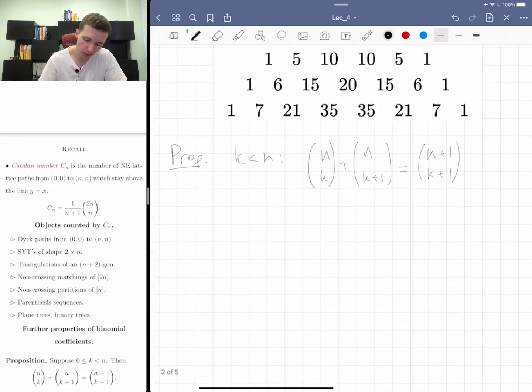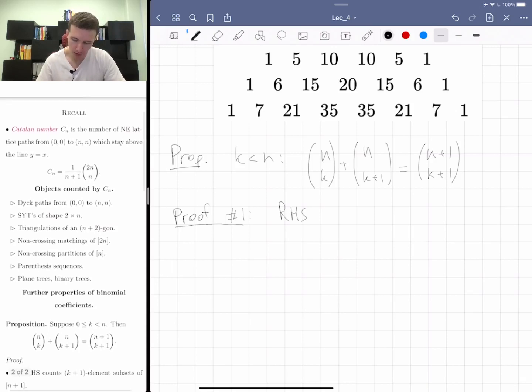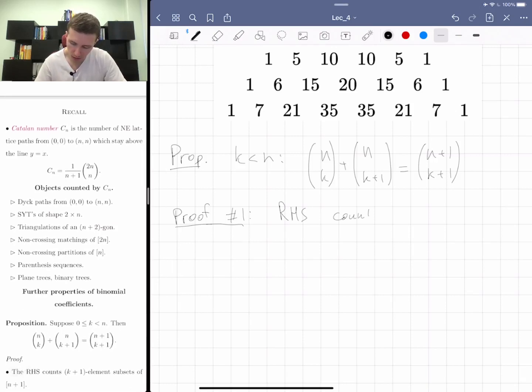So how do I prove it? As usual, there are going to be two different proofs. Actually, both proofs are going to be combinatorial. So proof number one: you just use the subset interpretation of binomial coefficients. The right-hand side is n plus 1 choose k plus 1, so it counts k plus 1 element subsets of the set [n plus 1].